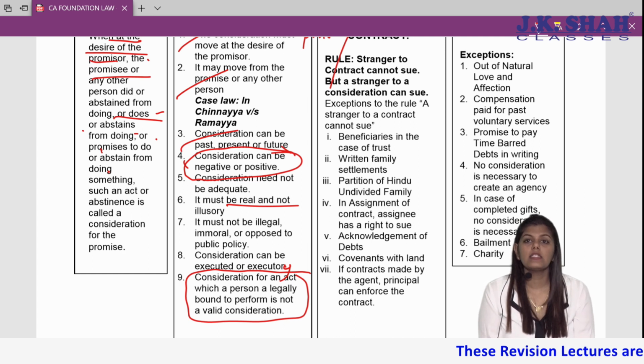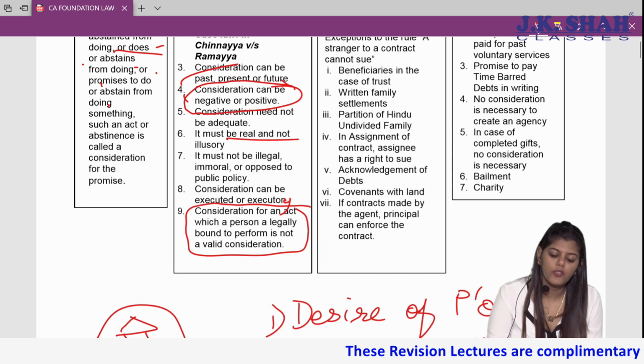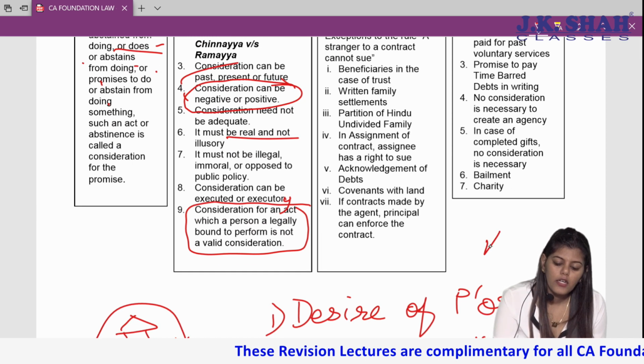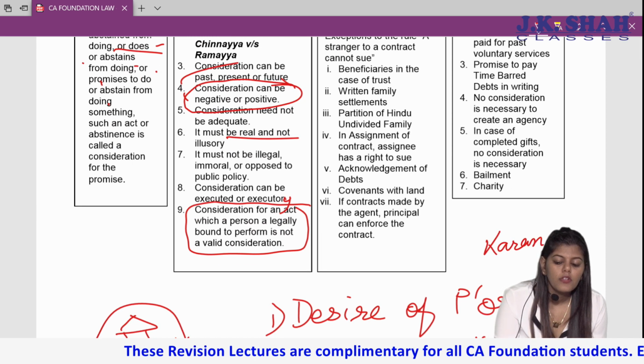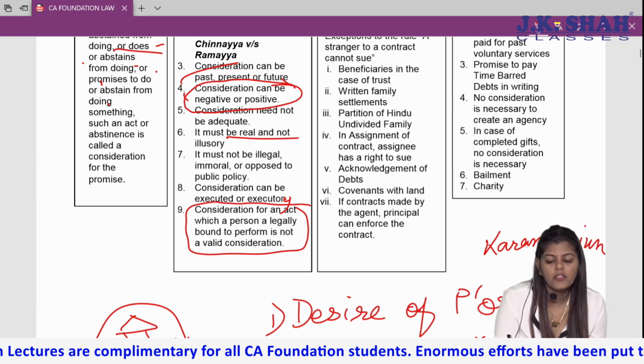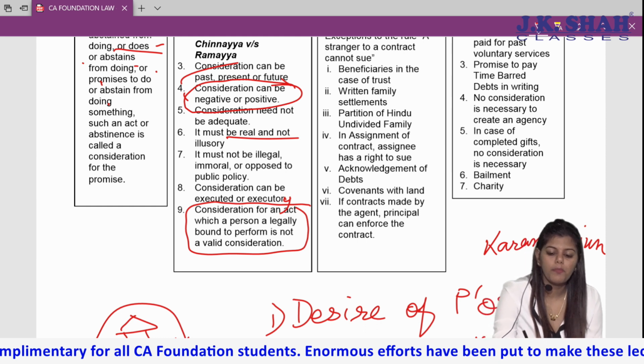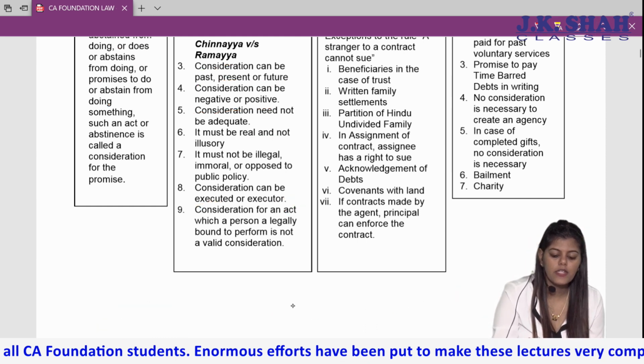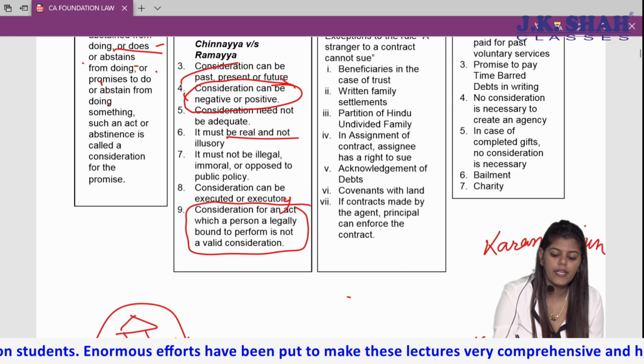Written family settlements. Now, if you want an example for this, Karan and Arjun. Let's say they lost their father, the mother is pretty old, pretty sick, and she is very scared: my husband has passed away, who will take care of me?